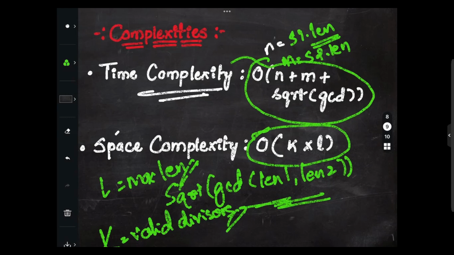We are storing the string in the hash set, right? So L is nothing but the max length of the smallest divisor. K is nothing but the number of valid divisors, and L is nothing but the max length of the smallest divisor, right? So overall time complexity would be big O of n plus m plus square root of GCD, and the space complexity would be big O of k into L for the code that we will be writing in the future, right? Now let's start writing the code.